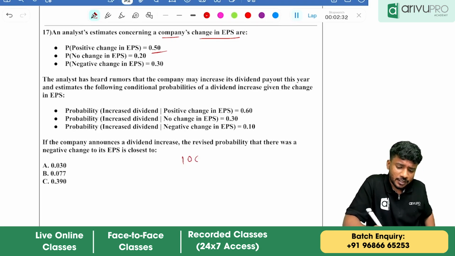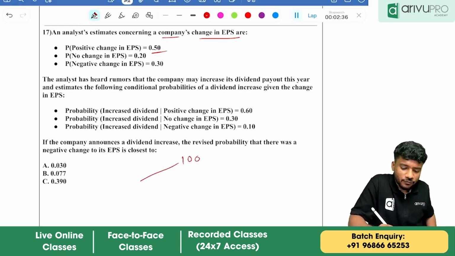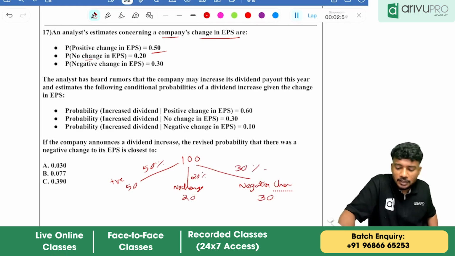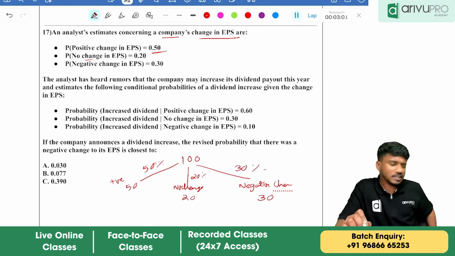So I'll just take an example. Let 100 be the case. Randomly I'm taking it like that. Then 50% change means 50 will come into the picture. Then 20% no change. So positive change, then no change, and finally negative change is there. Now 20% means 20 will be here, then here it is what? 30%, which is 30 where there is a negative change.